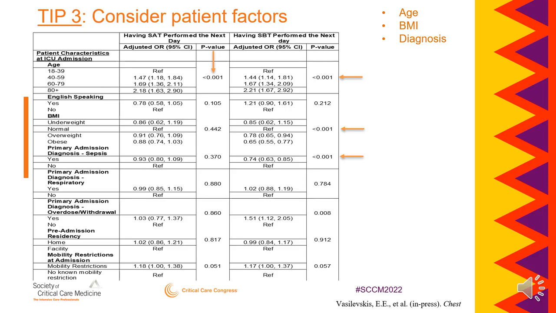Things that we found associated with next day SAT performance was age, and SBT performance was age, BMI, and diagnosis, right? So not really too surprising. The diagnosis came up there. The sicker you are, the less likely you are to have that SBT performed the next day. The age was a little bit counterintuitive as well, meaning that the older people were actually more likely to have a SAT and an SBT than the 18 to 39-year-olds. So that was kind of surprising. So think about the patient population that you're dealing with.